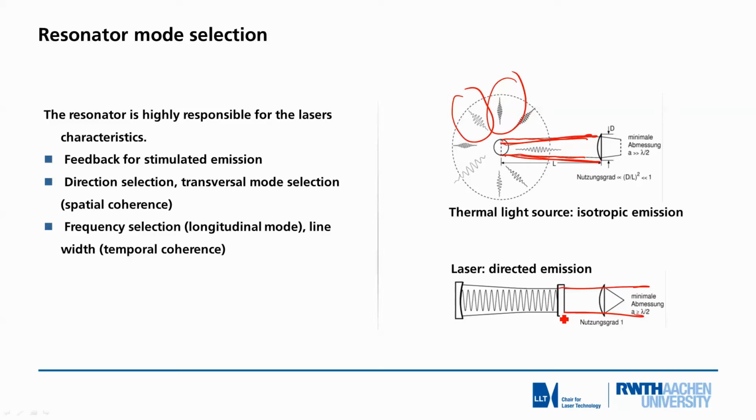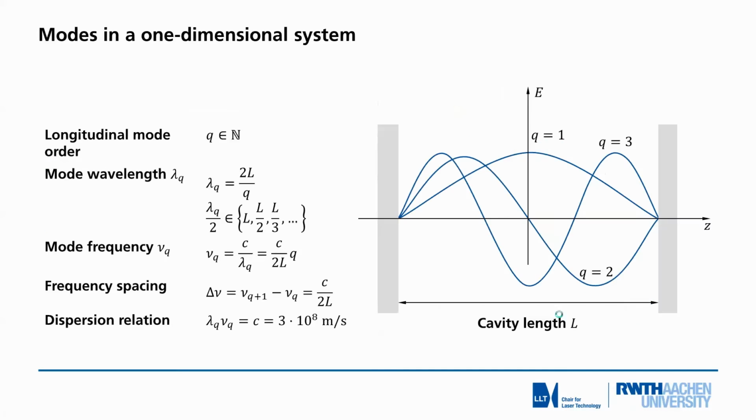The third aspect is a frequency selection. We call those longitudinal modes. And this results in a very narrow line width, and that's what we call temporal coherence. Let's start with this temporal coherence and with the formation of modes.